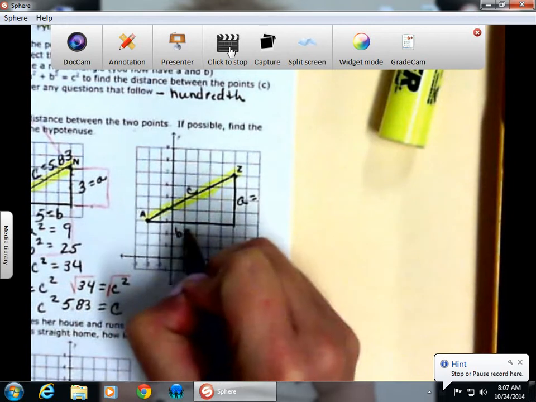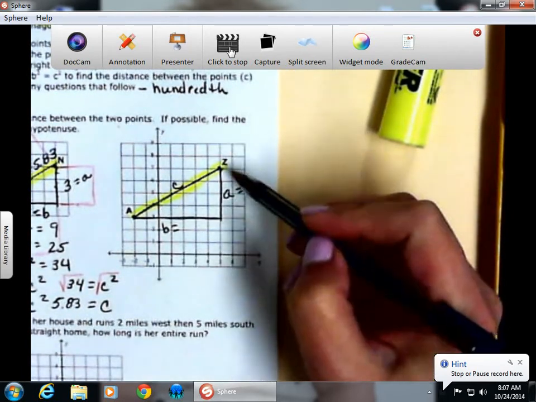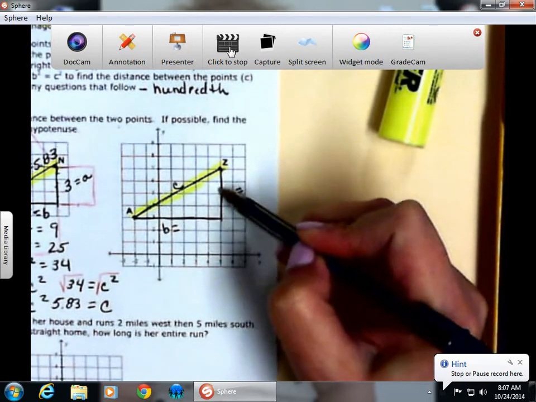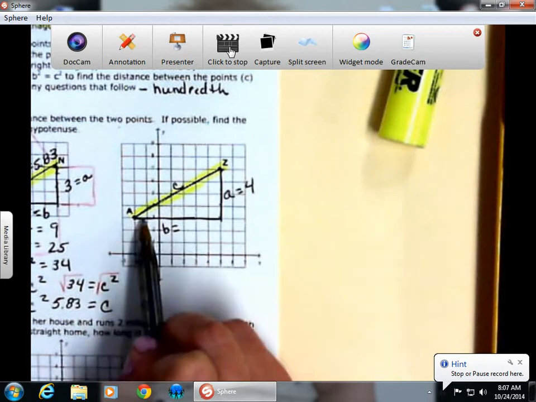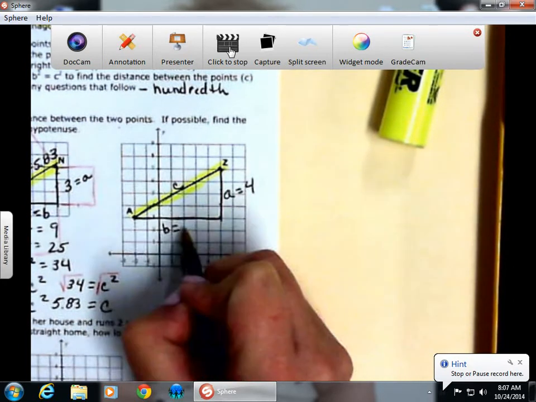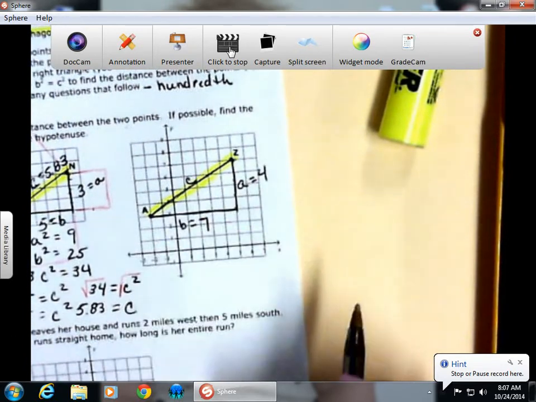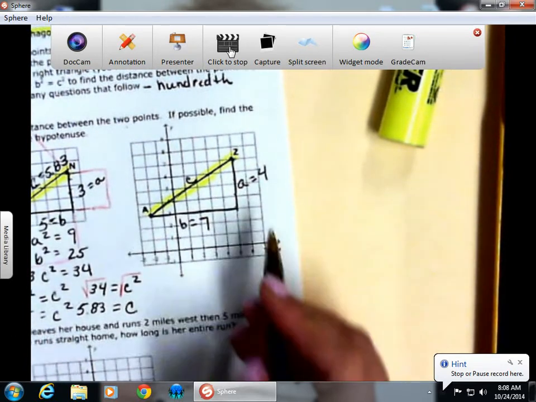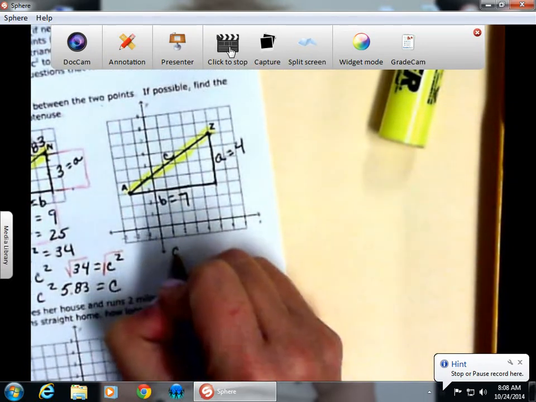All right, let's find out how much A is. 1, 2, 3, 4. And our B, 1, 2, 3, 4, 5, 6, 7. So I know what A is, and I know what B is. And we want to find out what C is. So we're going to use the Pythagorean theorem again. A squared plus B squared equals C squared.